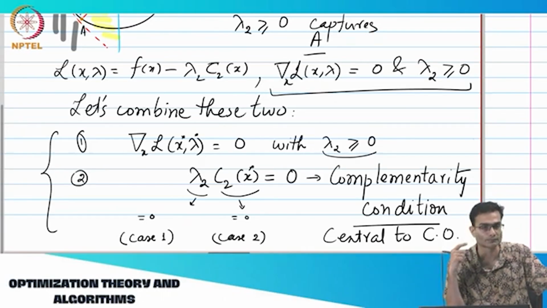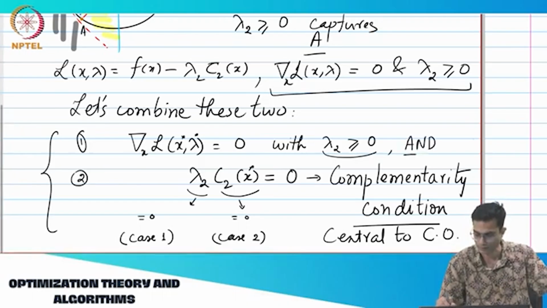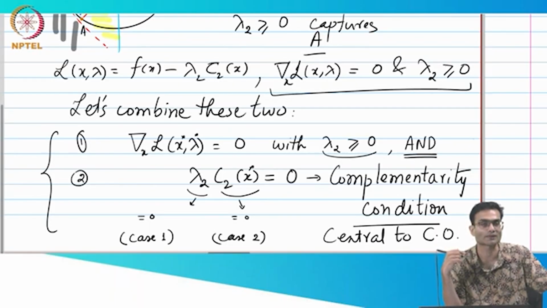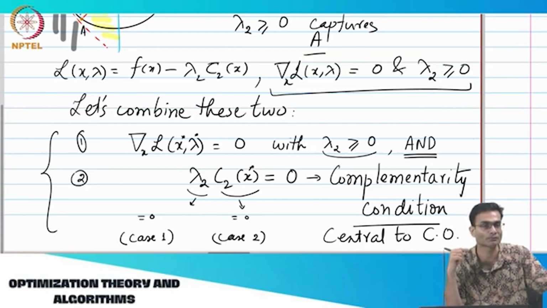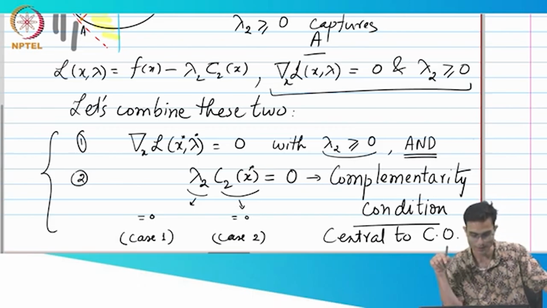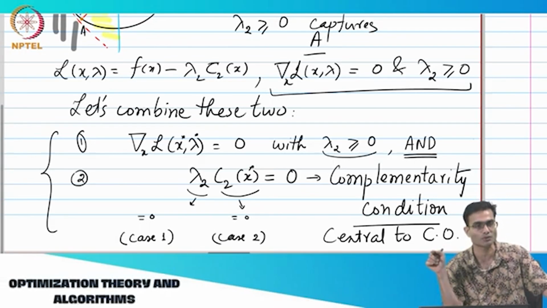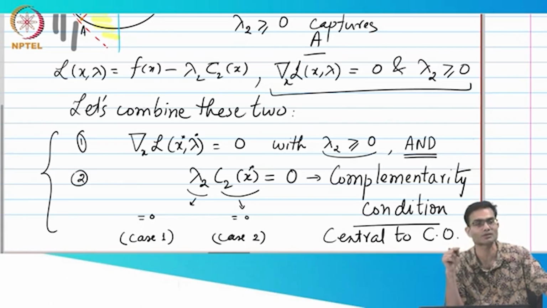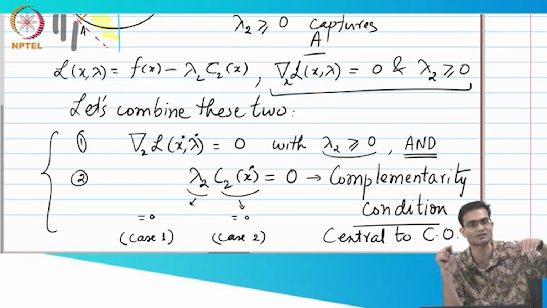It's an AND. And you can see they don't contradict each other. So let's look at it again. In case 1, I needed lambda 2 to be equal to 0. It was an inactive constraint. So C2 is greater than 0, but I needed lambda 2 to be equal to 0. So case 1 is covered. And case 2, the constraint is active, C2 is 0, lambda 2 can be anything. So it's captured over here.